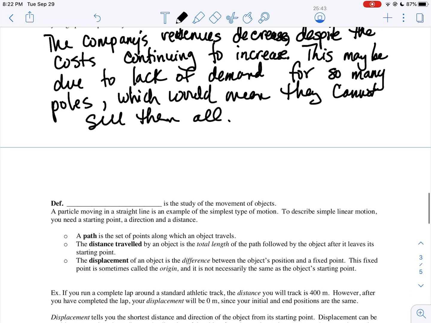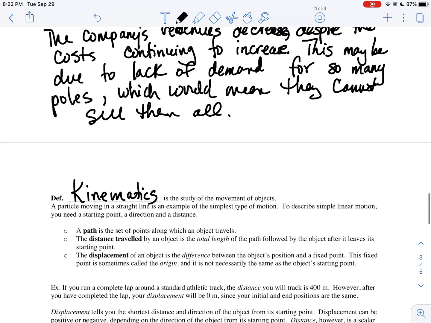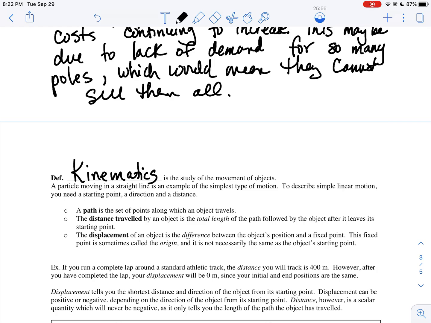All right, another area is something called kinematics. And kinematics is the study of movement of objects. A particle moving in a straight line is an example of the simplest type of motion. To describe simple linear motion, you need a starting point, a direction, and a distance. A path is the set of points along which an object travels.